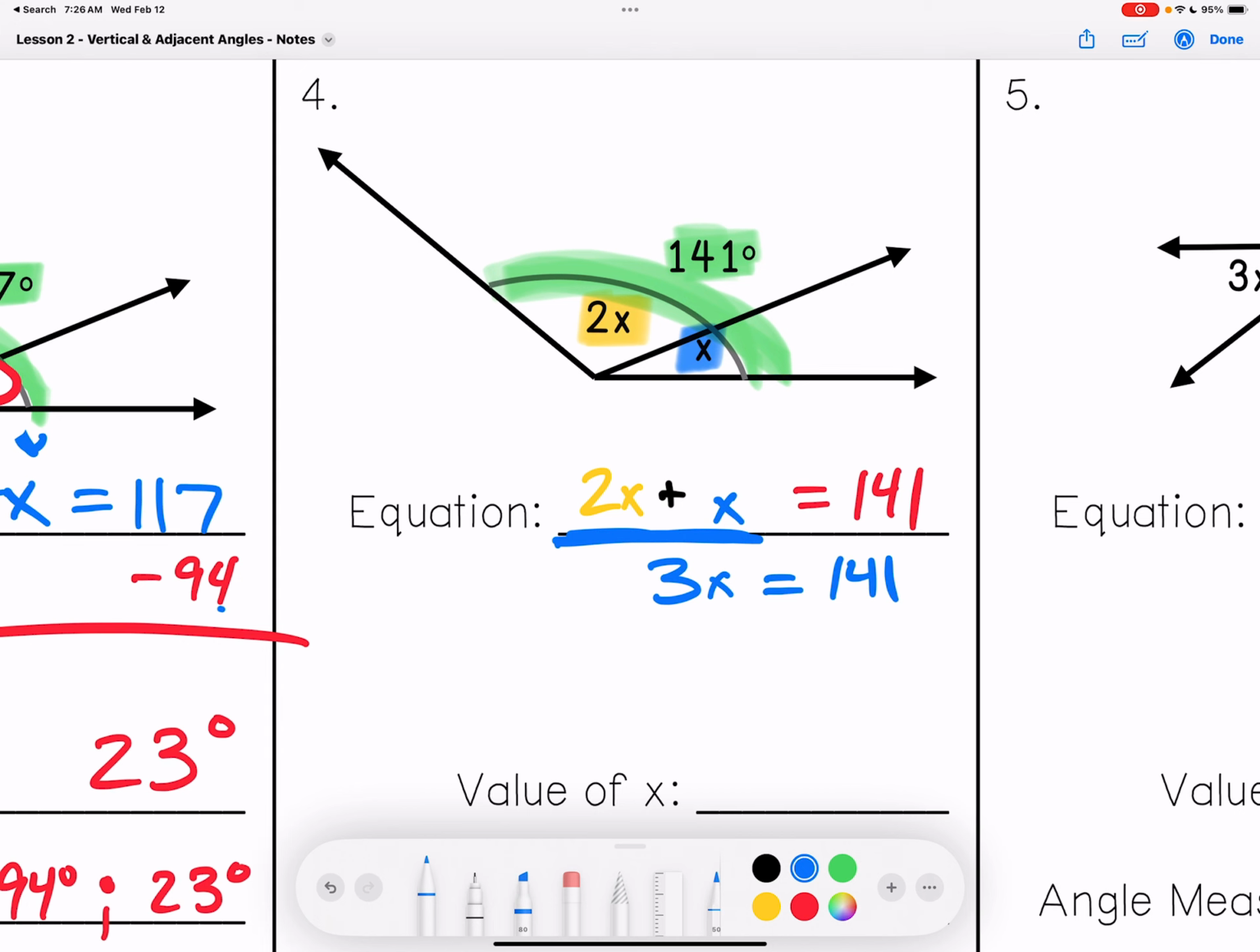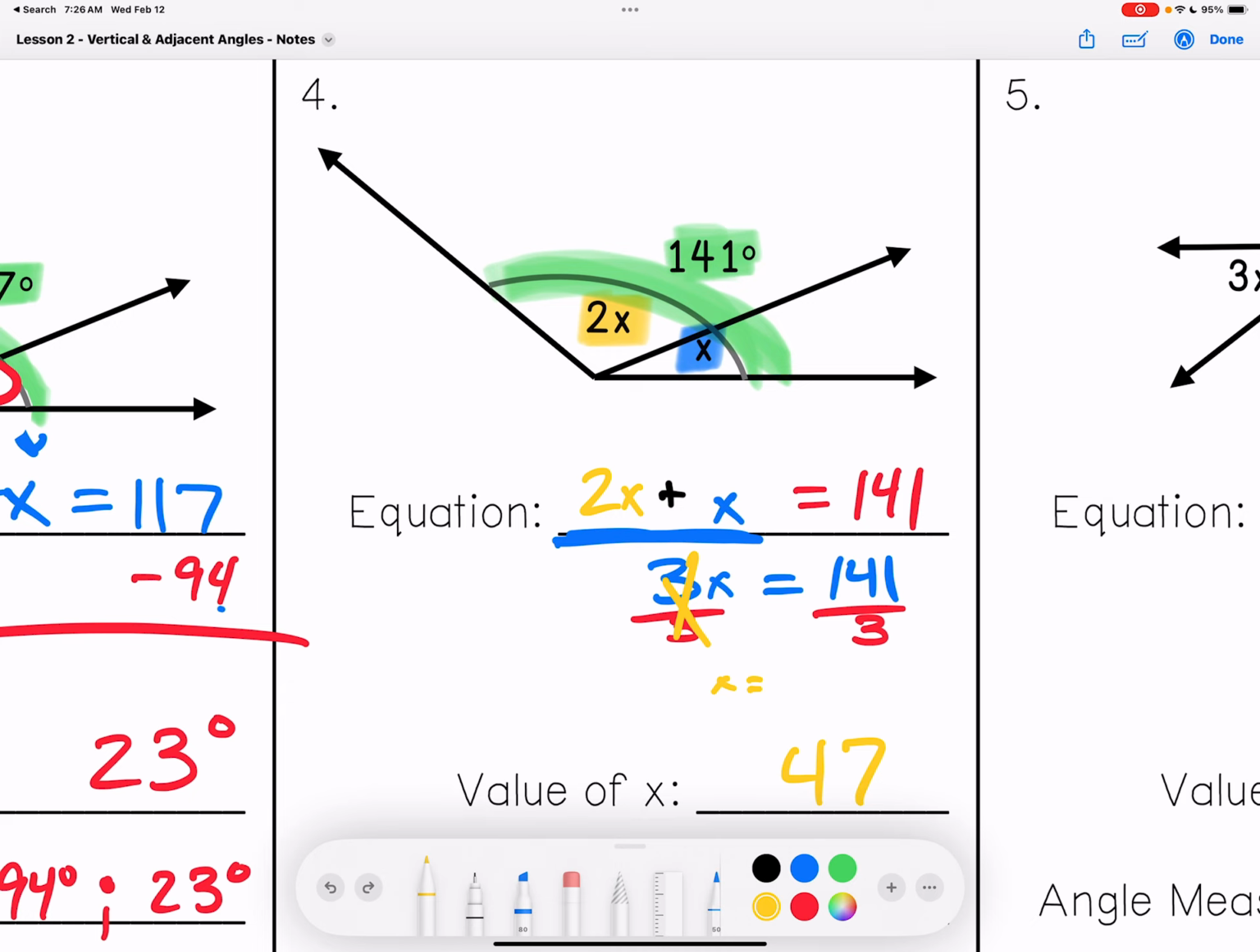Now, what do I need to do to get rid of that 3 times x? I need to divide. Those go away, and I'm left with x equals 141 divided by 3, which is 47. It's not 47 degrees, my bad. It's just 47. Well, it could be 47 degrees.